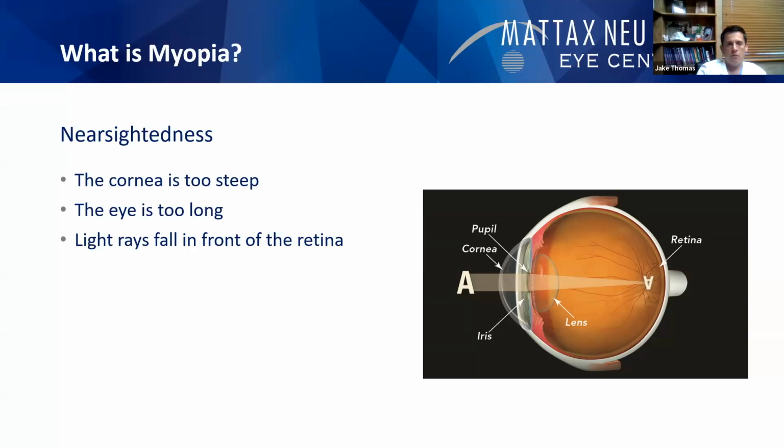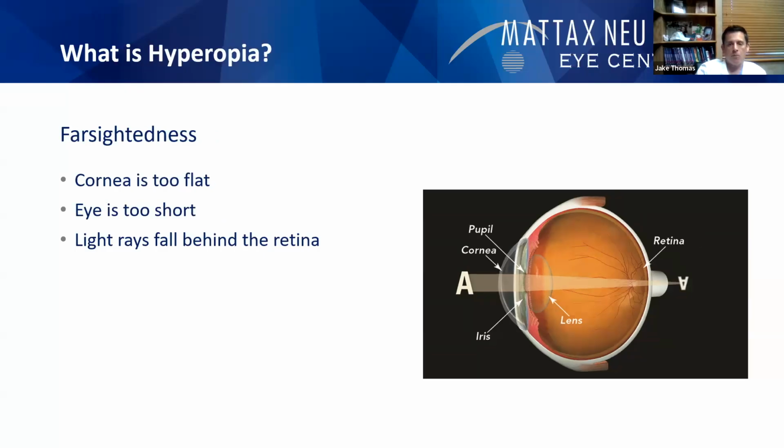Myopia, another term for nearsightedness, involves light being focused in front of the retina. That involves the eye being too long or the cornea being too steep. Hyperopia is different, where the focal point of light is behind the retina, and that has to do with the eye being too short or the cornea too flat.